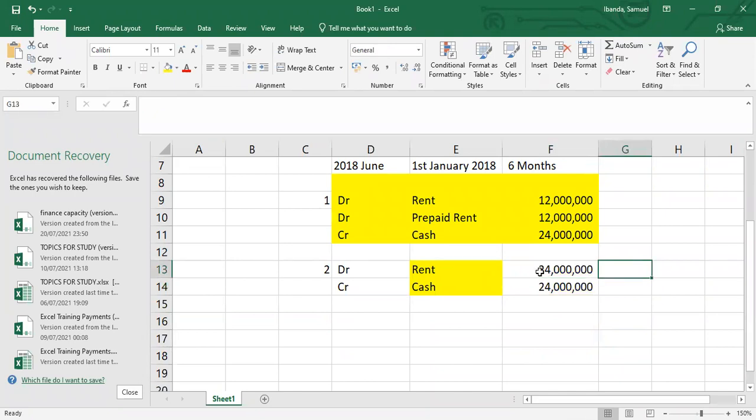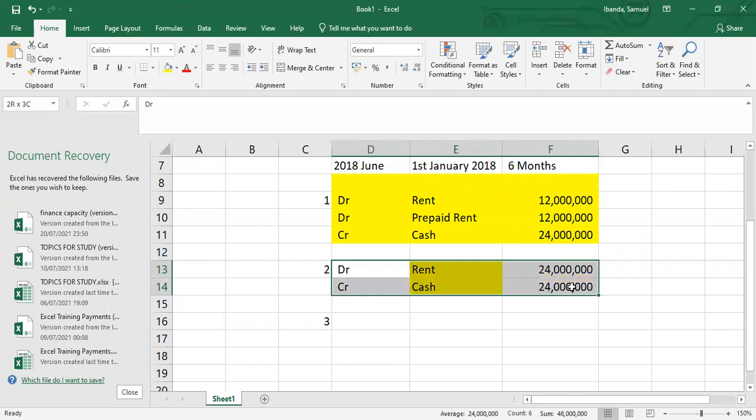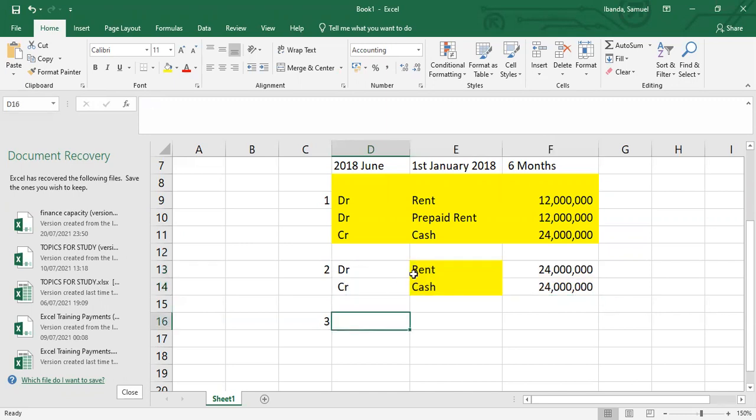You get it? So what we shall do, if it was an adjusting entry, is correct this. Now, in most cases, the person who does this may not know. Maybe they don't know about the prepaid rent. Maybe they are not qualified as accountants as well. So when we are doing an adjustment, we shall go ahead to adjust this 24 million back to 12 million.